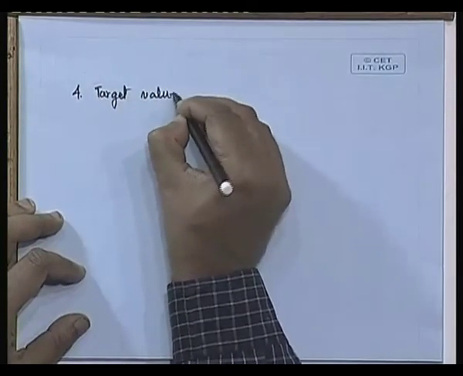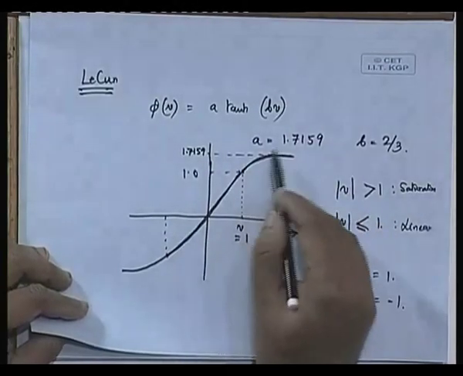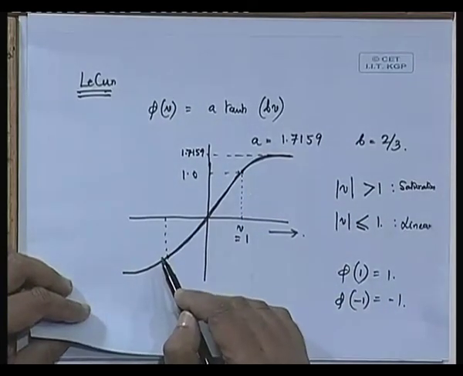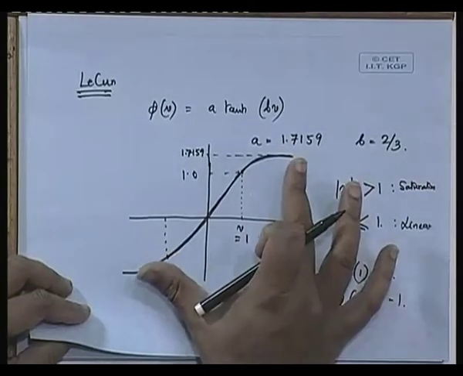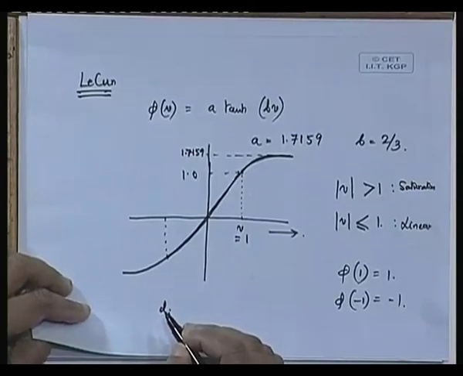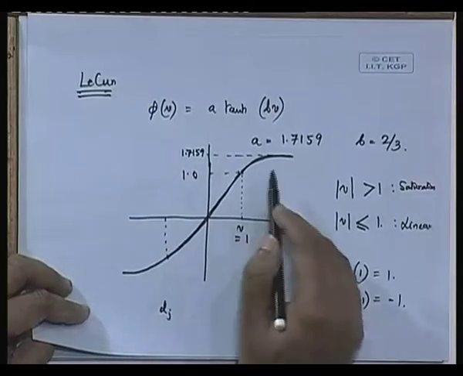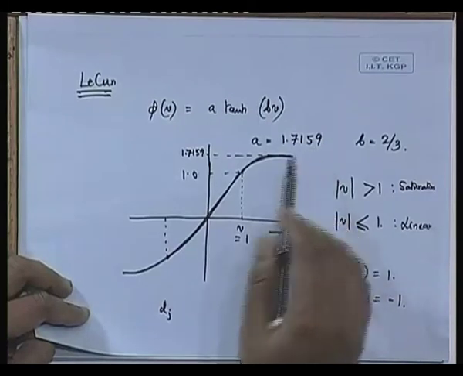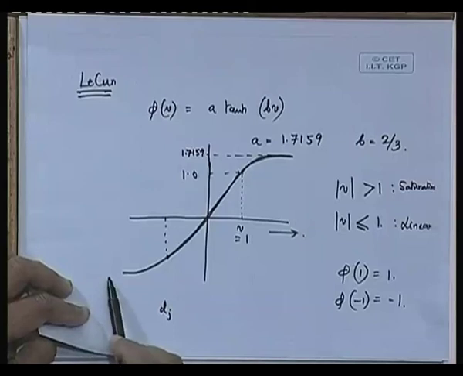Target values means that in the training set we are going to have the input vector as well as the output values. The output values will be in the range specified by the activation function. If we are using a tan hyperbolic characteristic, then the expected output d_j of the neuron j certainly cannot exceed 1.7159 at this end, or be less than minus 1.7159 at this end.